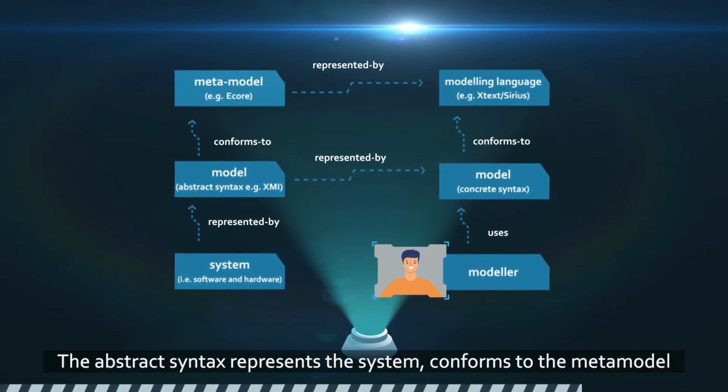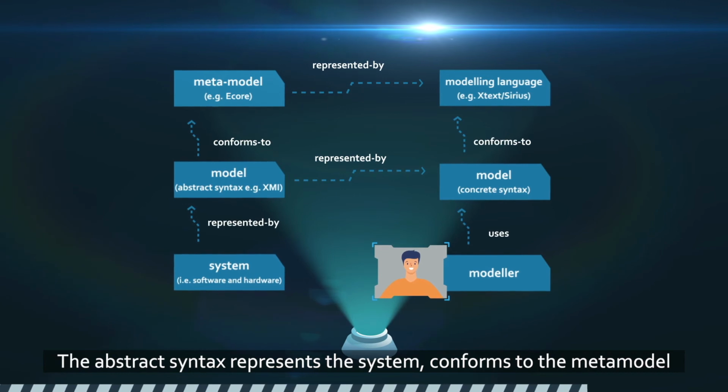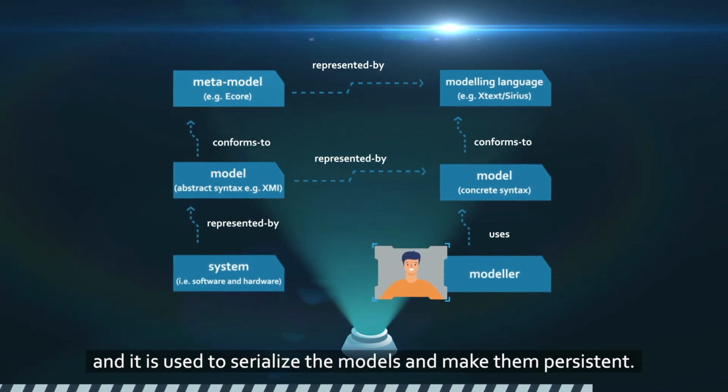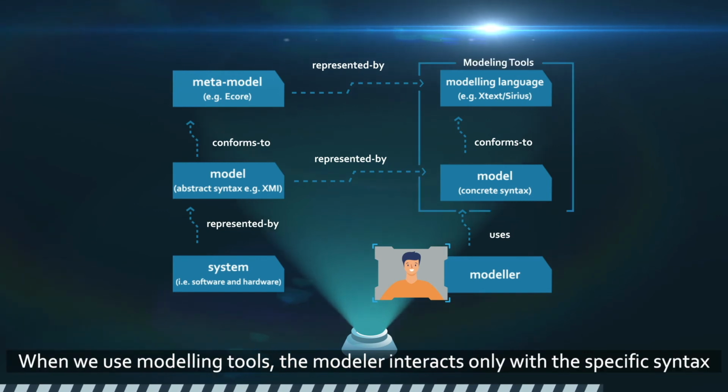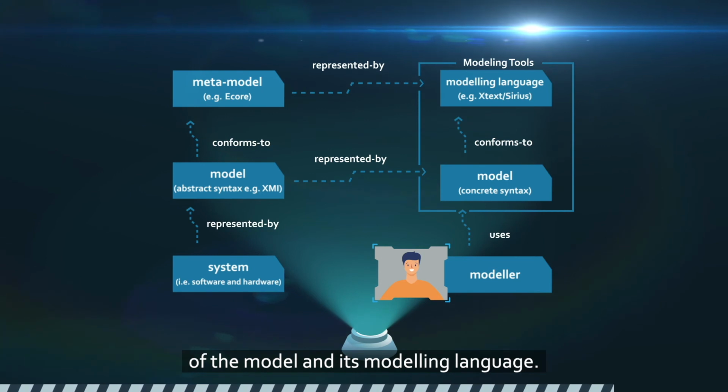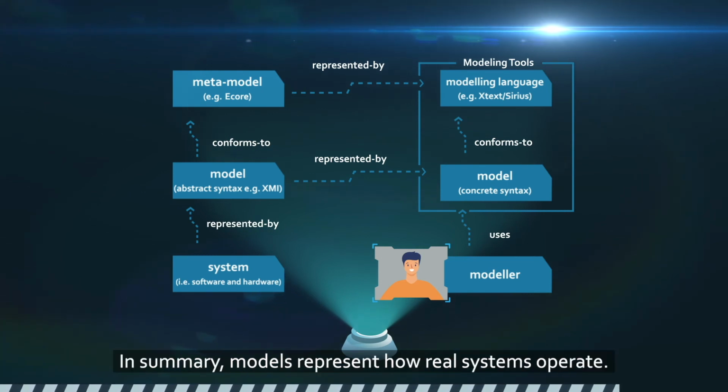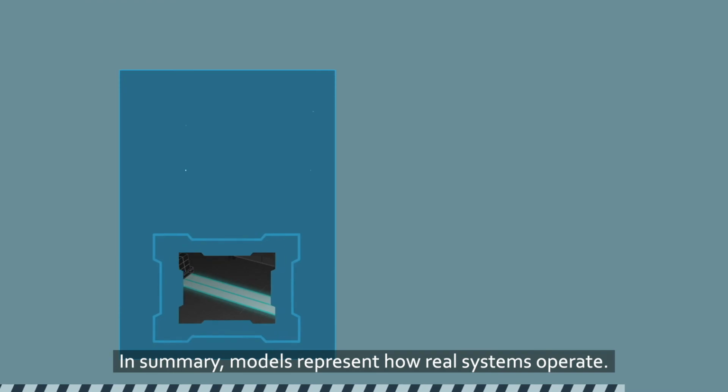The abstract syntax represents the system, conforms to the metamodel, and it is used to serialize the models and make them persistent. When we use modeling tools, the modeler interacts only with a specific syntax of the model and its modeling language. In summary, models represent how real systems operate.